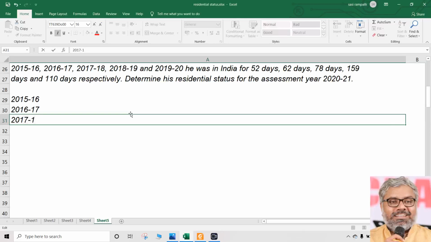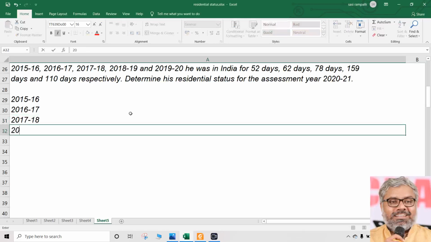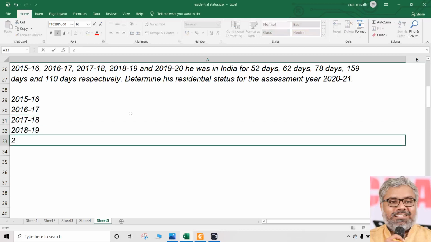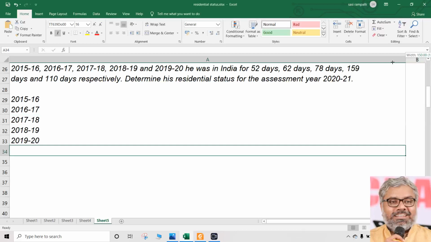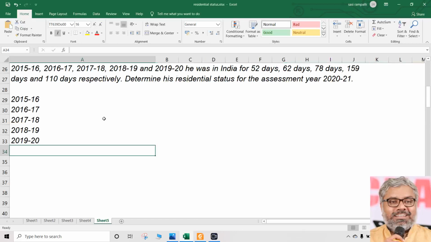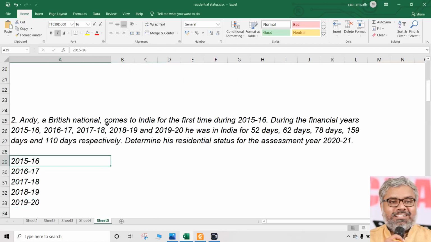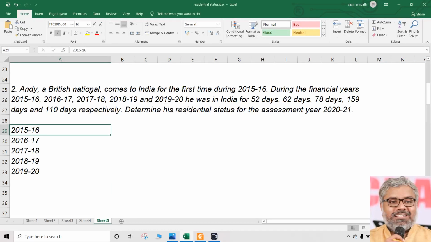2017-18, then 2018-19, then 2019-20. Like this, we have many number of years for which we need to find out the number of days of stay in India. So these are the number of years which are given because he is a British national. Normally he doesn't stay in India, but he came to India for the first time during 2015-16. How many days he stayed in 2015-16? Look at and read the question carefully. He was in India for 52 days, he said.